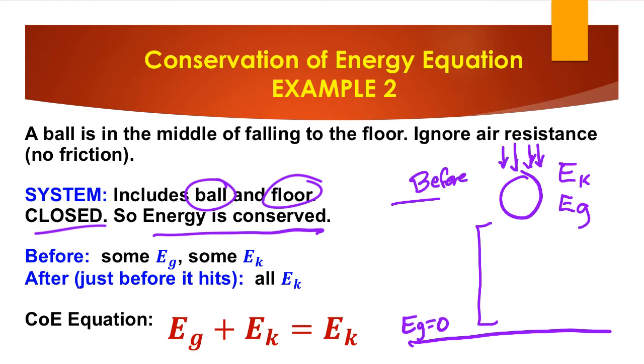After the ball has fallen more, just right here before it hits, I'm no longer going to have gravitational energy. I'm going to have all kinetic energy. And so the equation that I would write from my before snapshot, which is really halfway through the ball's motion, is gravitational energy plus kinetic energy here is equal to the kinetic energy total at the end. And that's my conservation of energy equation.